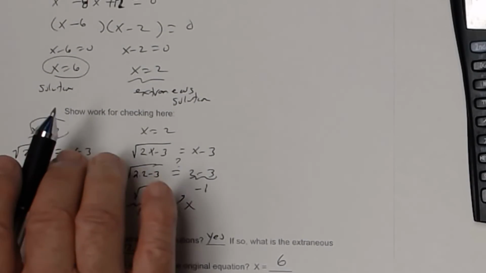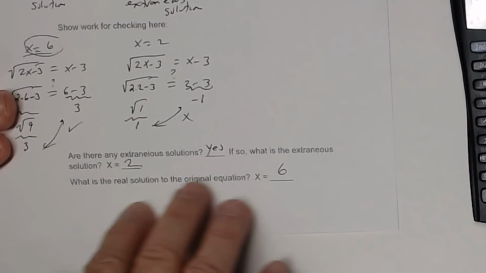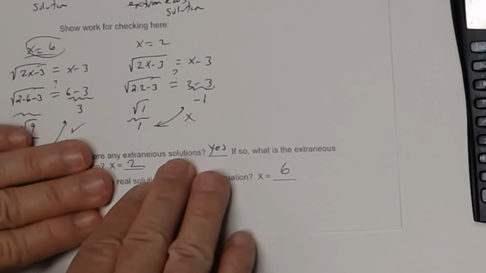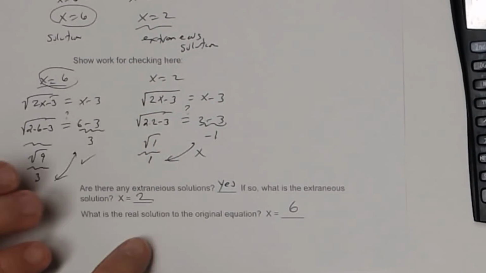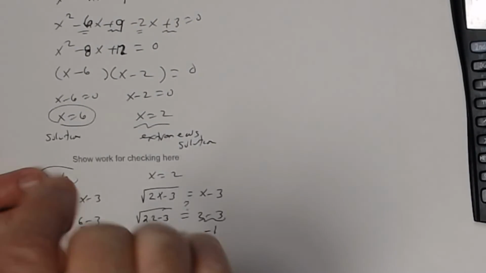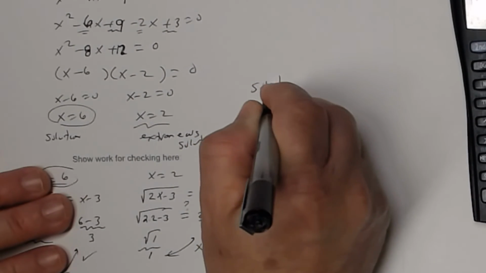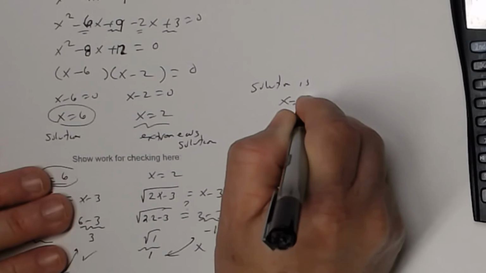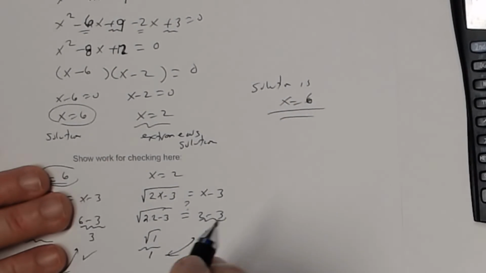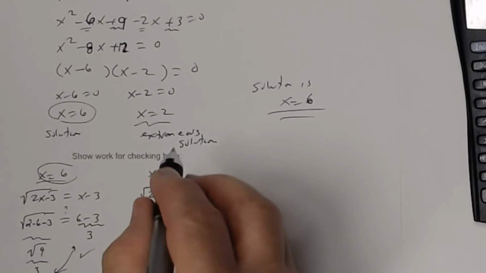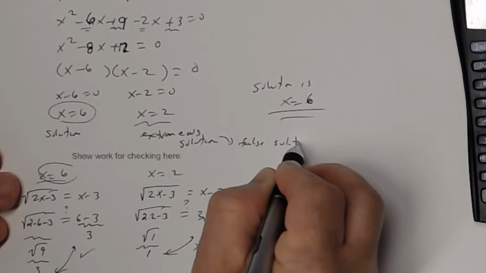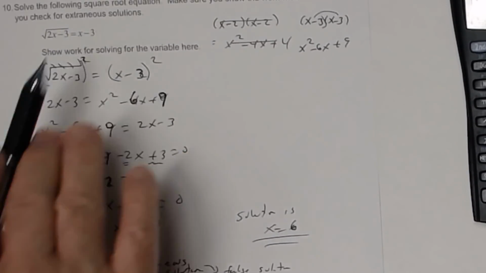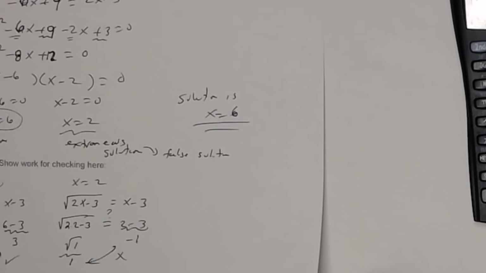So that's why you'll see sometimes, now usually this is not asked right here, but I just wanted to make sure that I made you go through the process. So usually though, you'll say the solution is x equals 6 only. All right. 2 is extraneous, so that's a false solution. So it's not a solution to the original equation. All right, so that's number 10.